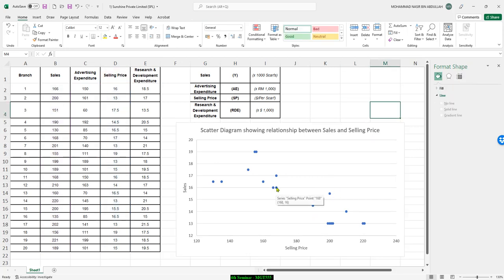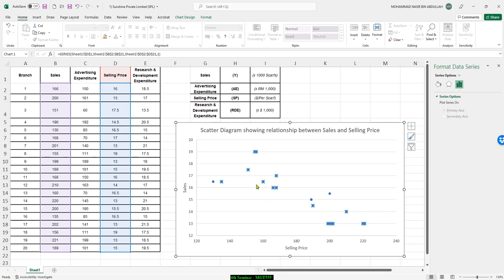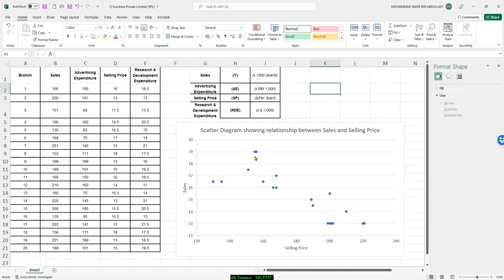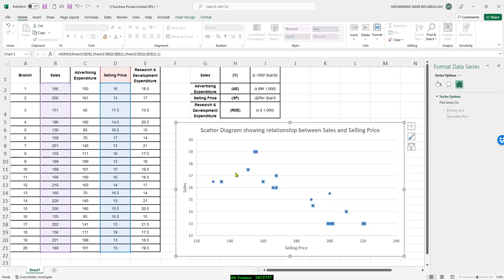Right, highlight semua by clicking on the points, okay? And then you right click, kita nak letak trend line. Kita nak letak trend line. You nampak apa yang buat? I just click, make sure the points are selected, and then I right click, I add trend line.